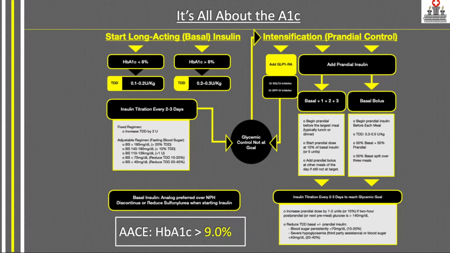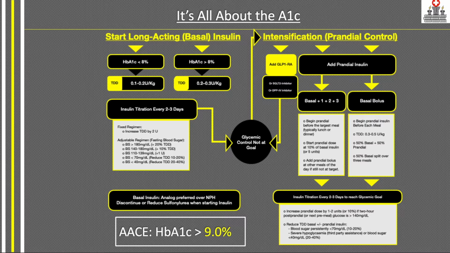So I've titled this page, it's all about the A1C, because in essence, when we are managing diabetes mellitus, that is all we are focused on. We're focused on getting the A1C, the glycosylated or glycated hemoglobin, below 7.0%. If they're very young or if they're not at risk for hypo episodes, we may consider less than 6.5%.